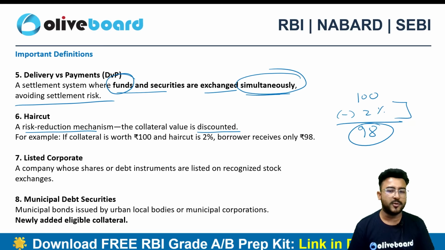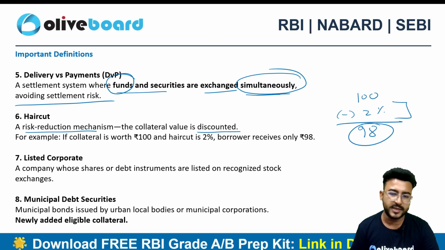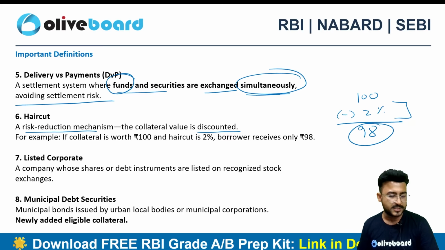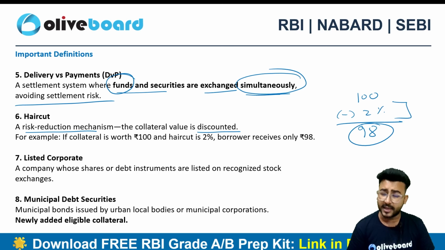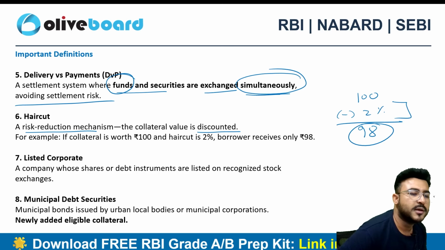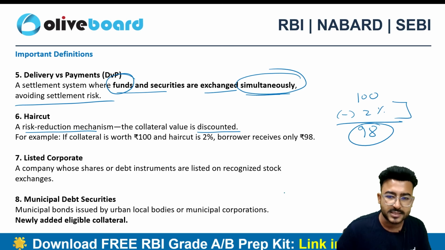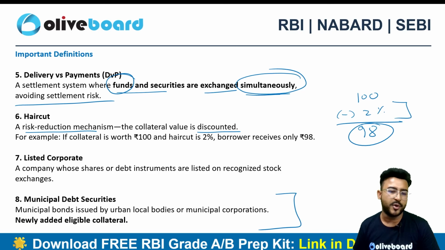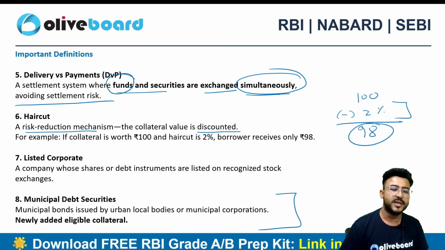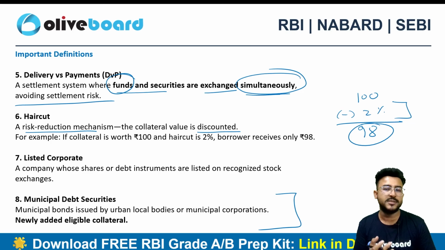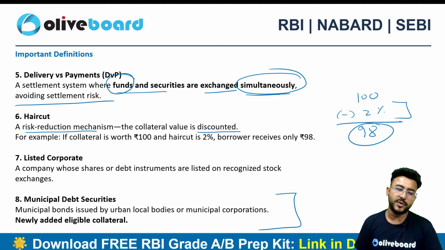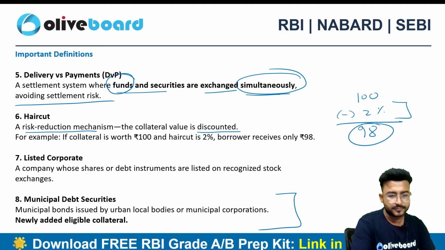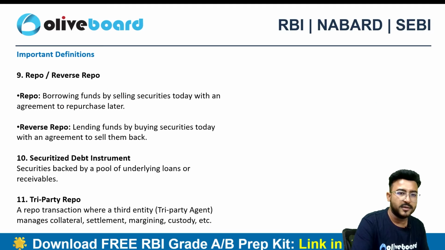Then listed corporate, obviously the share or debt instrument is listed on any recognized stock exchange. That's the meaning of a listed corporate, like Reliance Industries, Adani Enterprise. Municipal debt securities, which is now eligible for collateral in the repo arrangements. So municipal bonds issued by urban local bodies or municipal corporations. जो municipalities होती हैं वो जो bonds issue करते हैं उसको municipal debt securities बोलते हैं, right? Now they are eligible for collateral purpose. अच्छा, reverse repo क्या होता है?